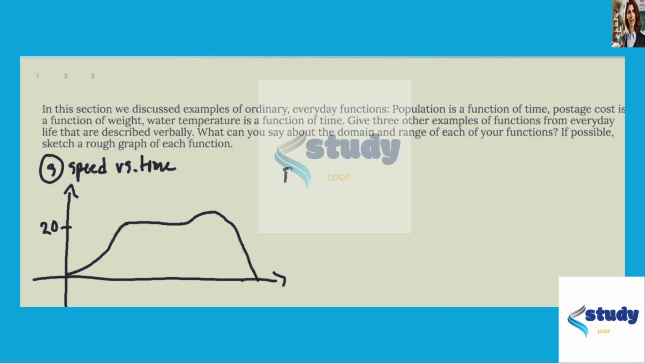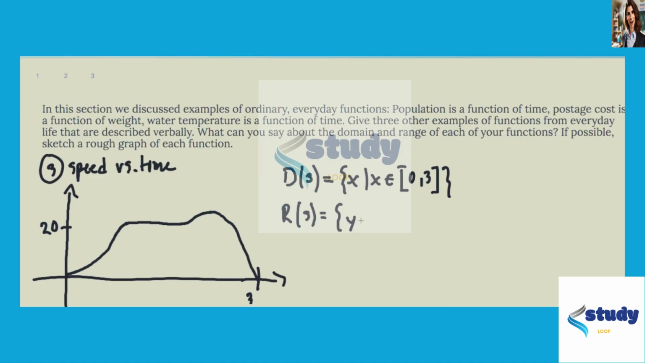So the domain of this function, we'll call it the domain of speed function here, s, is the set of all x, representing time, such that maybe this takes 3 minutes for all of this event to happen. So x belongs from 0 to 3 minutes as I ride my bike down the street, and the range corresponds to how fast I'm going, the speed, the set of all y such that y belongs from 0 miles per hour to 20 miles per hour.